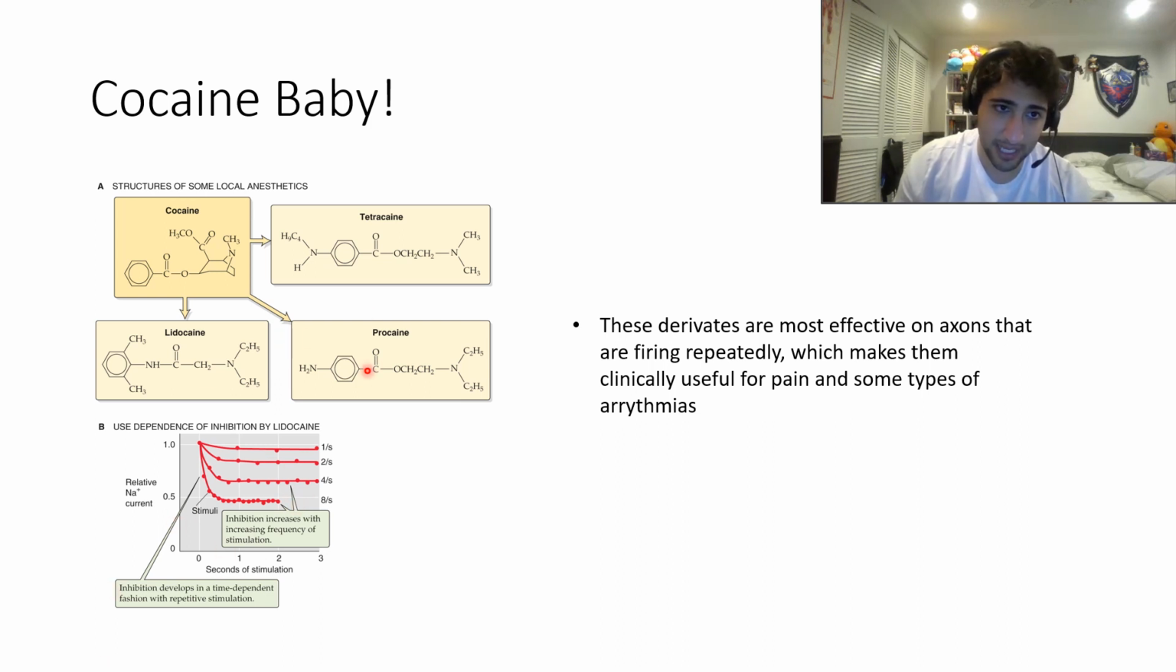All right, so lidocaine is an anti-sodium channel pharmacologic that we can use to treat pain, and we can treat arrhythmias because it specifically targets potentials that are being fired with increasing frequency. All right, and that's about it.